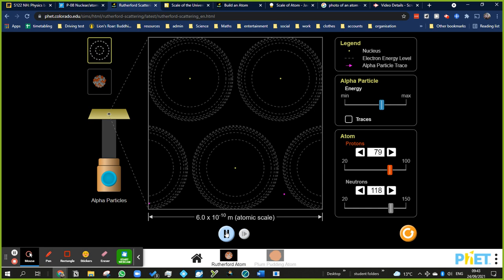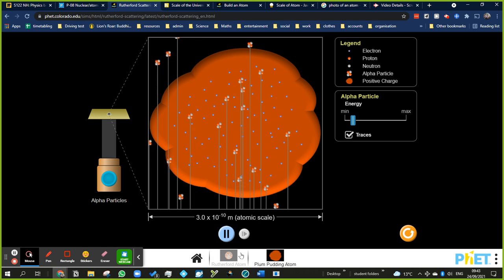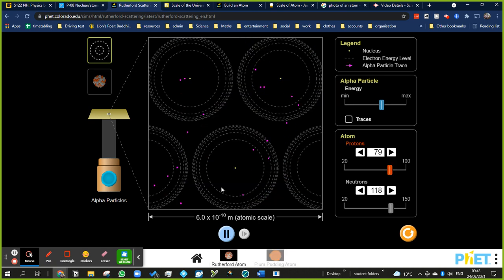when we fire these alpha particles, most of them did go through, just like we would have expected with the plum pudding model. However, not all of them went through. Some of them were deflected, and some of them were in fact bounced back. So this could only be explained using the Rutherford atom.